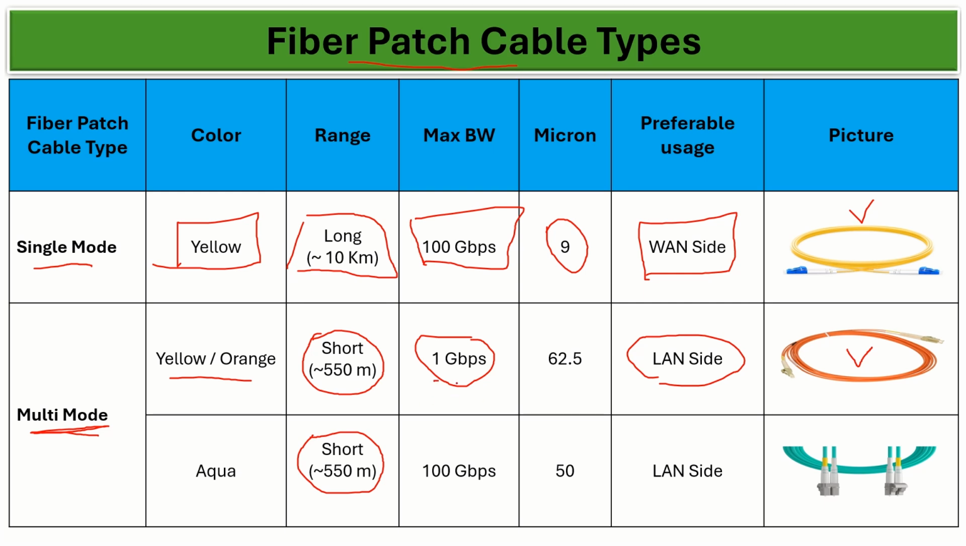Now for the 1 gig multimode, the micron is 62.5. However, for aqua colored multimode fiber, which can support up to 100 Gbps, the micron dimension is 50 micron. And this is about the fiber patch cord types.